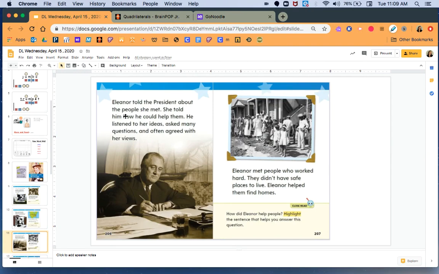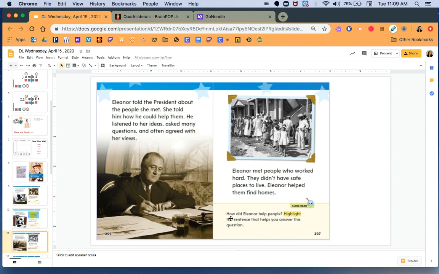Eleanor told the president about the people she met. She told him how he could help them. He listened to her ideas, asked many questions, and often agreed with her views. Eleanor met people who worked hard. They didn't have safe places to live. Eleanor helped them find homes.